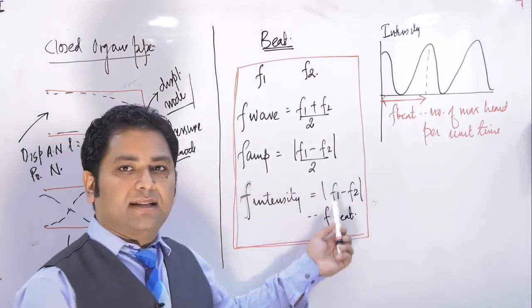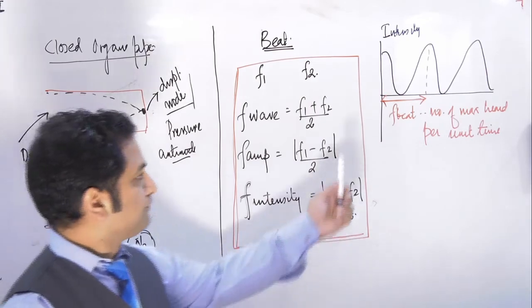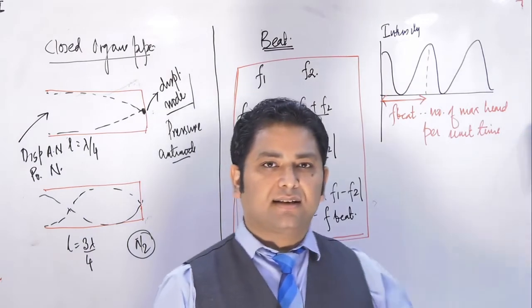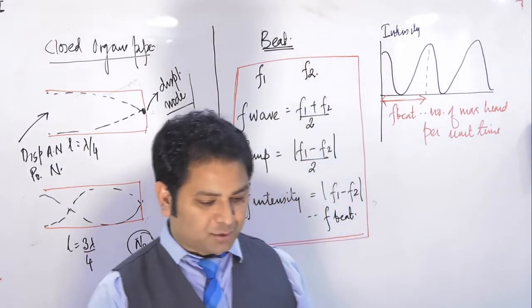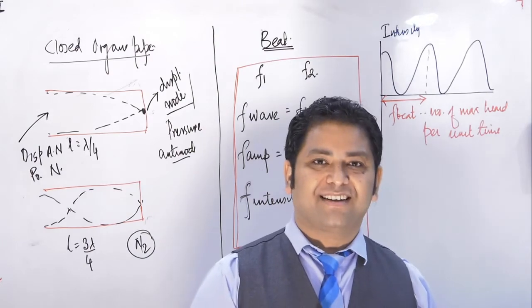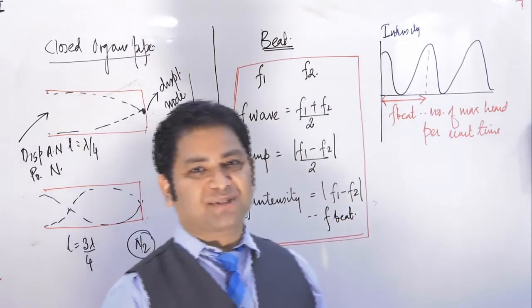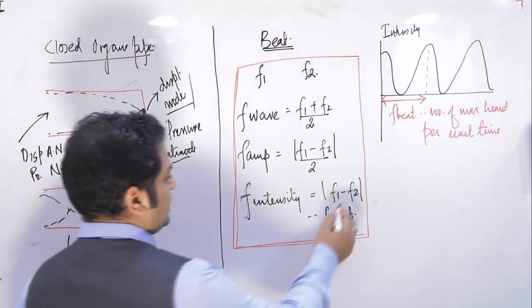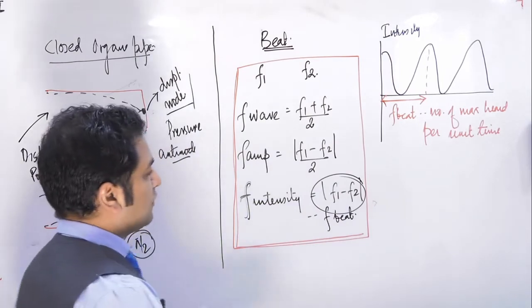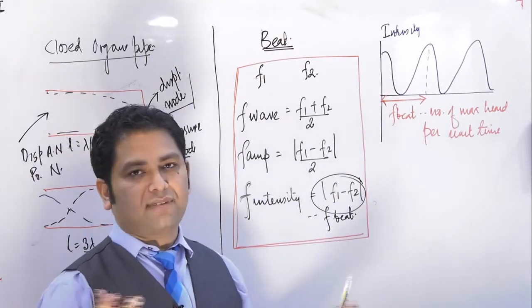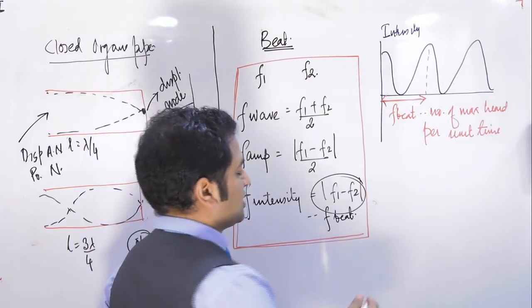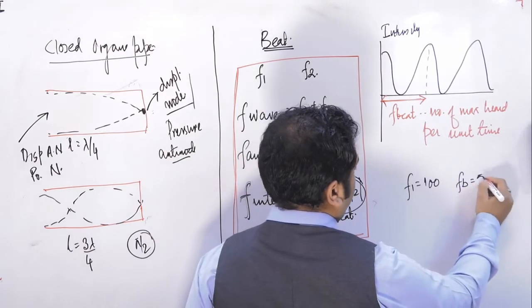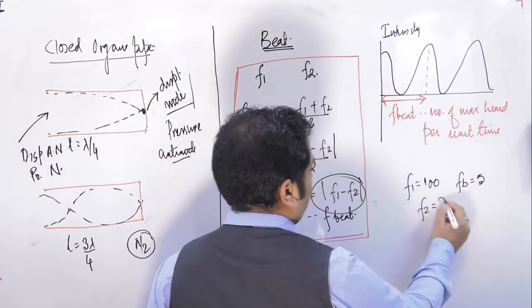So numerically, as I said, the beat frequency is this, and in terms of the waveform, you get this. Some good and tricky questions are always there in beats. So let's try to beat the beat. The basic point we will focus on is that people would give you two frequencies and ask you to find the beat frequency. Here's the question. F1 is 100 and F beat is 5. Please calculate the value of F2.